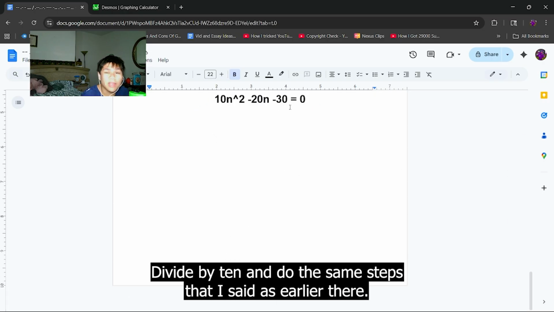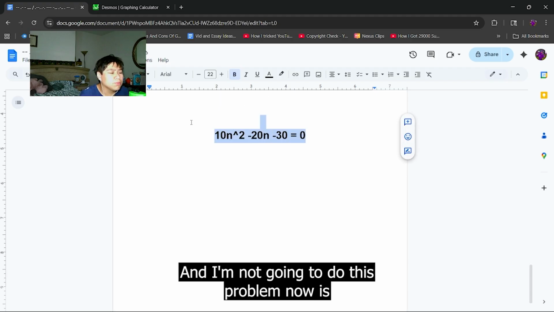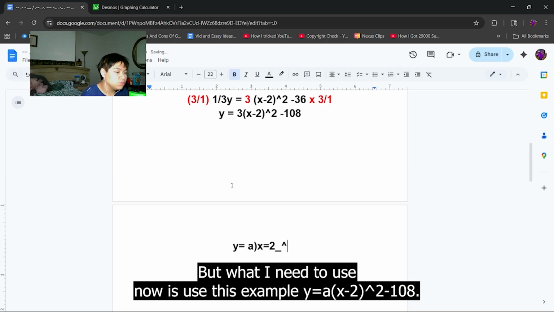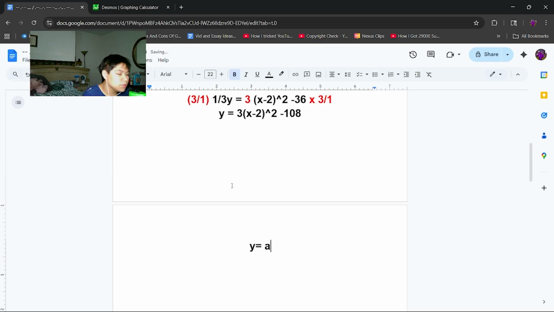Divide by 10 and do the same steps that I said earlier. The reason I'm not going to do this problem now is that it's going to take way too much time. But what I need to use now is this example: y equals a(x minus 2) squared minus 108.